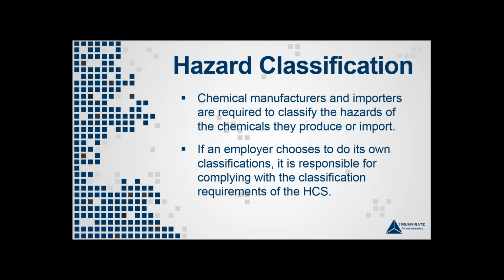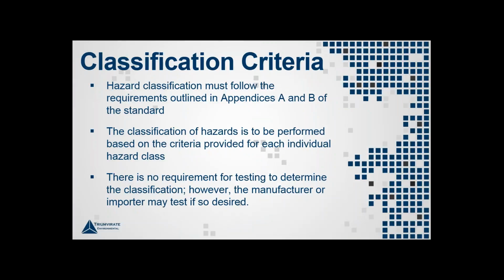If you choose to do your own, then you've got to make sure that you've done it in the way it's written out in the standard. And in the standard, it gets into a lot of details about how to do the classification and what the criteria are. And again, the requirements are outlined in Appendices A and B, and if you've seen those, they're pretty large documents as far as the information contained within them. So it can get pretty complicated with this stuff, so you need to look at it.